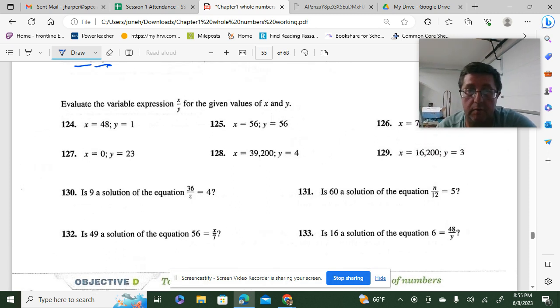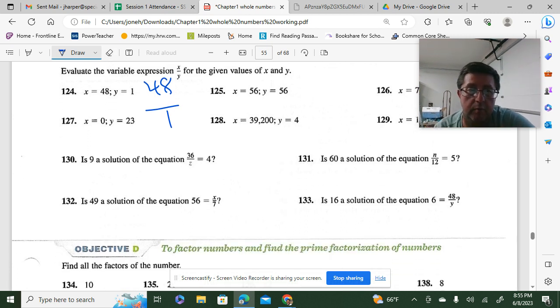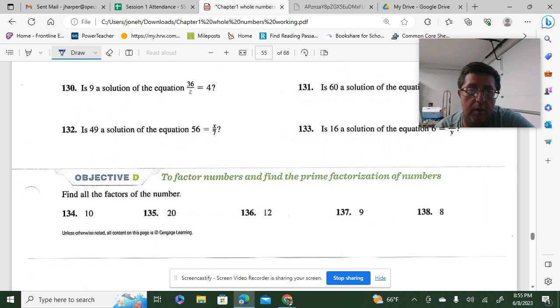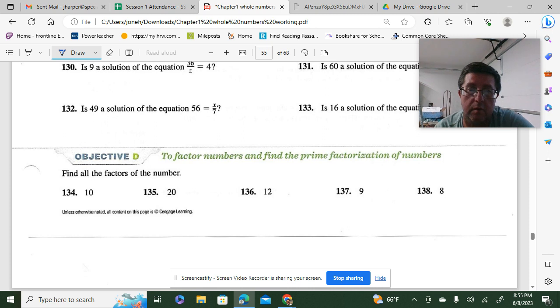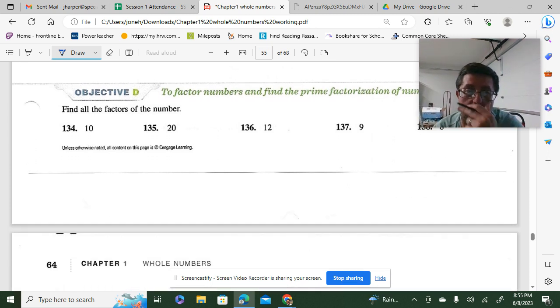Now, again, it's doing the expression x over y, which is just division. So you go 48 over 1, which would be 48, because any number divided by 1 is that number. That's not a very good written one, but we're not going to do many more of those. Okay, so this is studying over objective D.